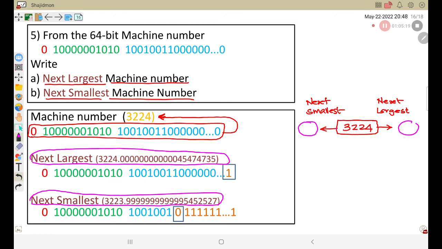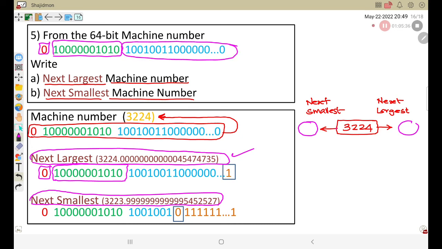See, I am writing the answer here, the next largest machine number. The first bit is 0, no change here. The next 11 bits we are also writing the same. Now in the next 52-bit part, what I told you, the last 0 changes into 1. See, where is the last 0 coming? Here is the last 0. This 0 you need to change into 1. All others same: 1 0 0, 1 0 0, 1 1 0 0 0. Only the last 0 changes into 1.